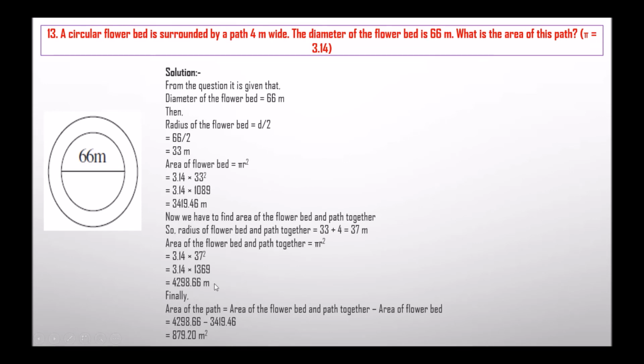4298.66 meter square. Finally, area of path equals area of flower bed and path together minus area of flower bed. So 4298.66 minus 3419.46 meter square. That is 879.20 meter square.